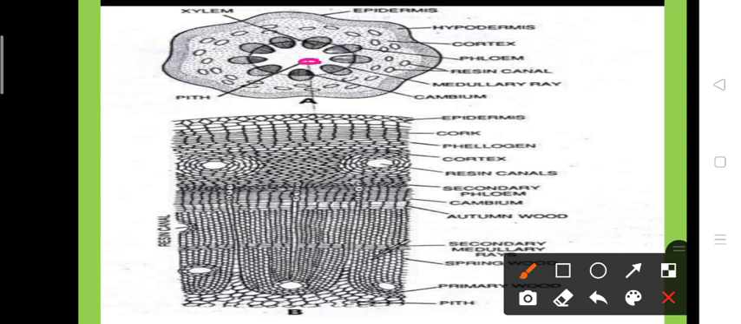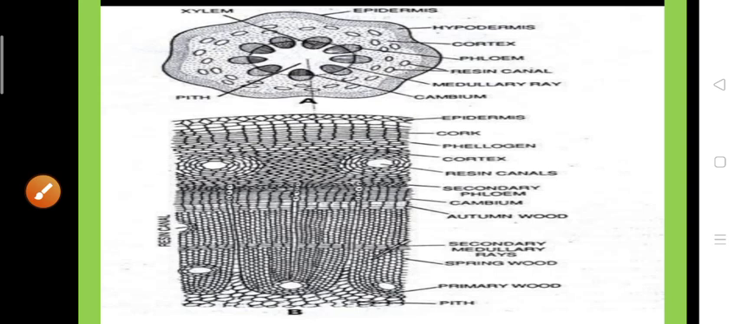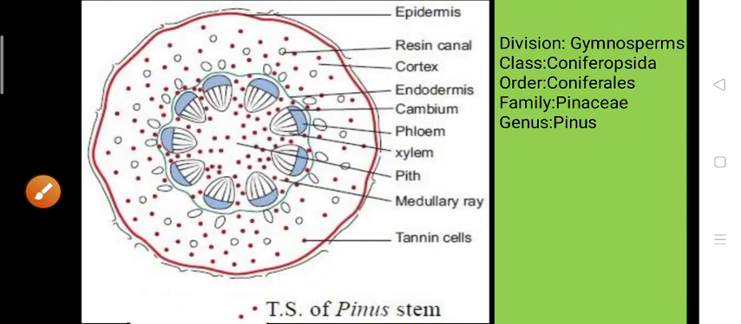Which also contains resin canals. The central part of the stem has a small amount of pith, a small amount of medulla, which also contains resin canals. This is about the primary structure of Pinus stem. Next, secondary growth.